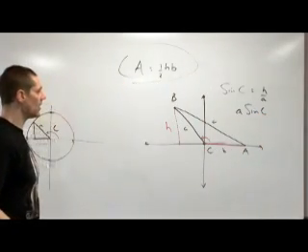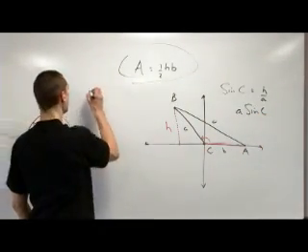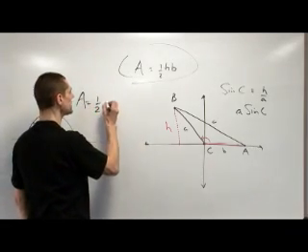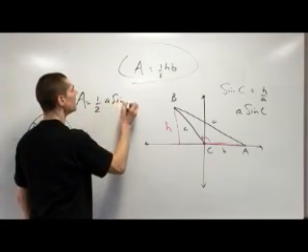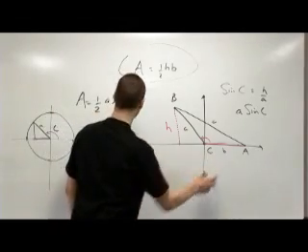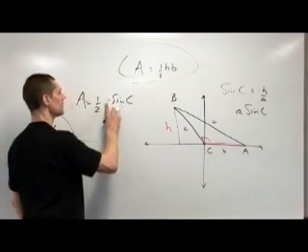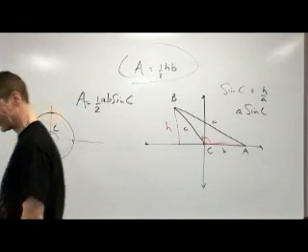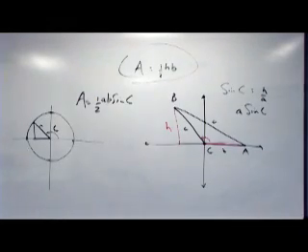And now we have h, so we know that the area is going to be 1/2 h, which is a sine C, times b, which is the base. Usually you write it like this: 1/2 ab sine C. So that's all there really is to it.